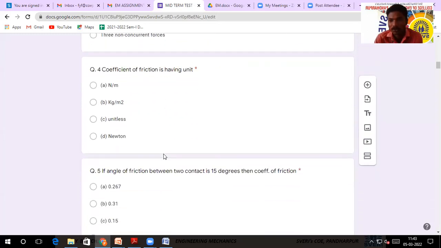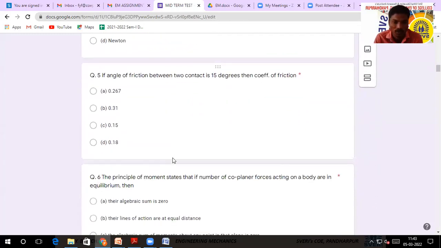Coefficient of friction has a unit? Unitless. It doesn't have any kind of unit. It is unitless. We have seen this.